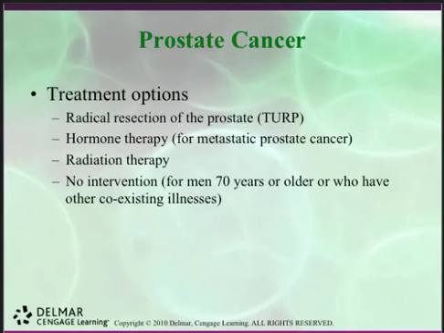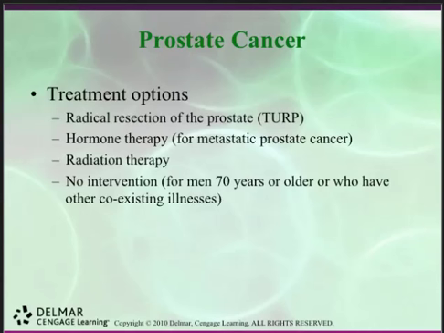Other potential treatment options include radical resection of the prostate as well as hormone and radiation therapy. There's often no intervention for men 70 or older who have other coexisting illnesses. Radical prostatectomy carries the risk of ED and impotence as well as urinary incontinence.